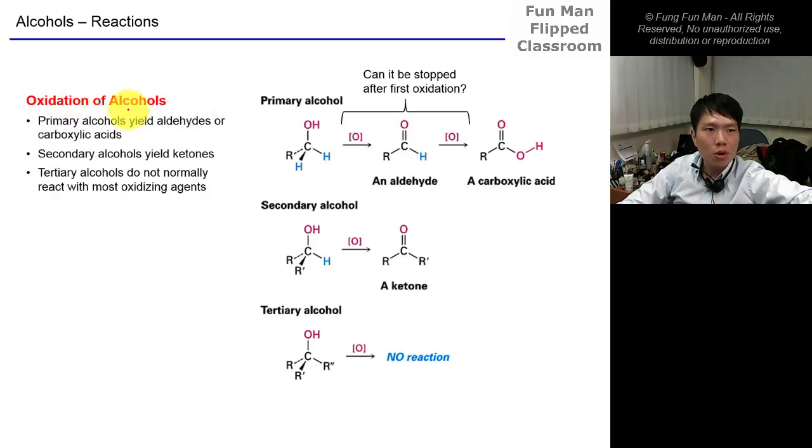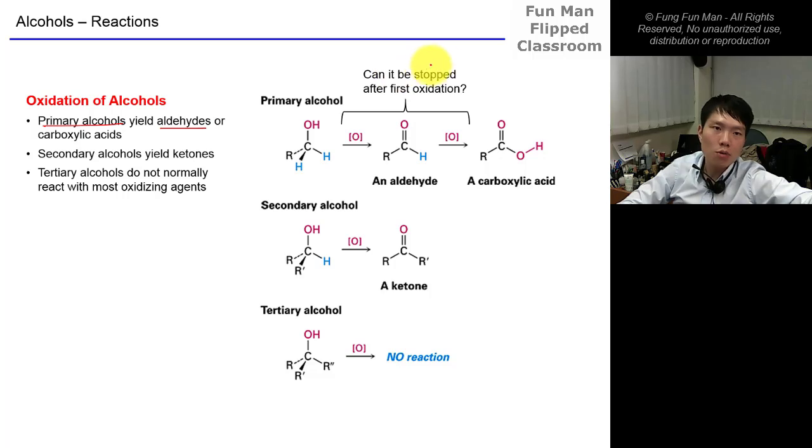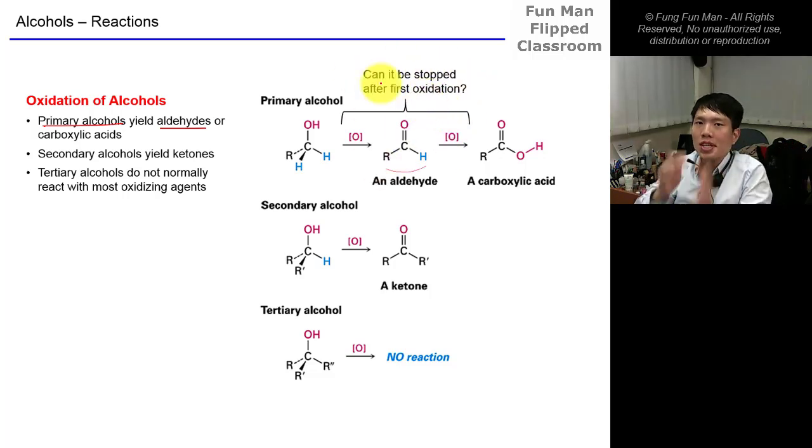When we oxidize alcohol, primary alcohol gives aldehyde first and then carboxylic acid. So can we stop at the first oxidation? Yes, we could, but only with certain kinds of reagent that's a bit milder, that's not too strong. Whereas secondary alcohol, there's only one endpoint. Ketone. You cannot oxidize a ketone. Tertiary alcohol, they do not normally react with most oxidizing agents, so we consider them to be like no reaction.